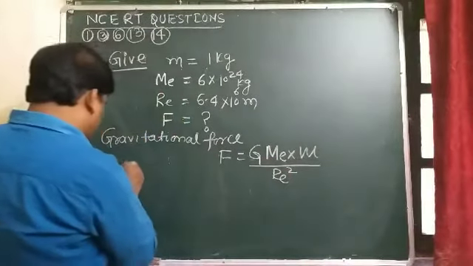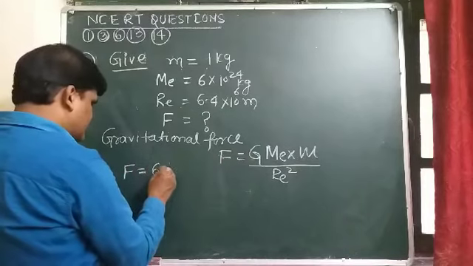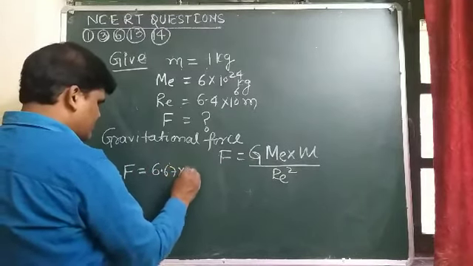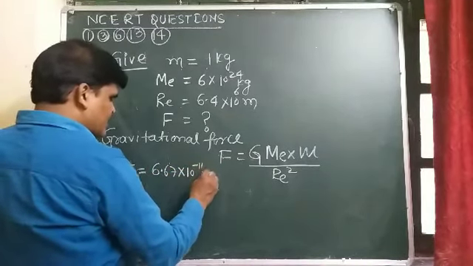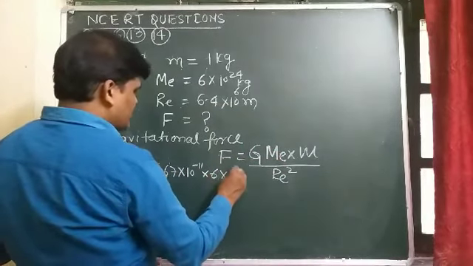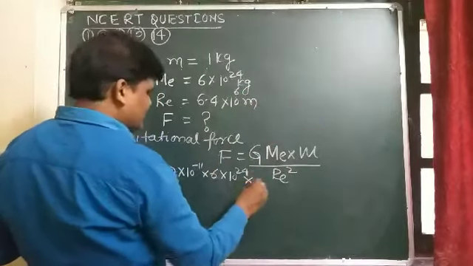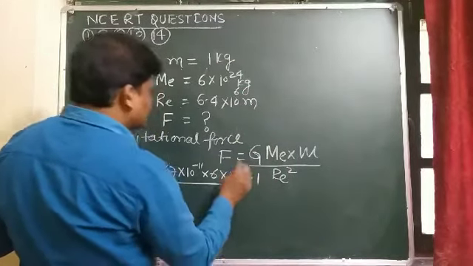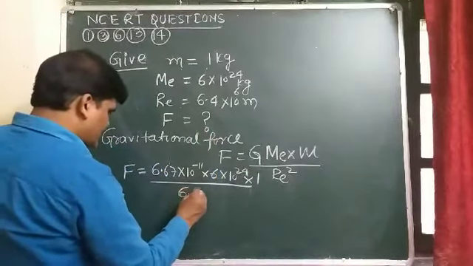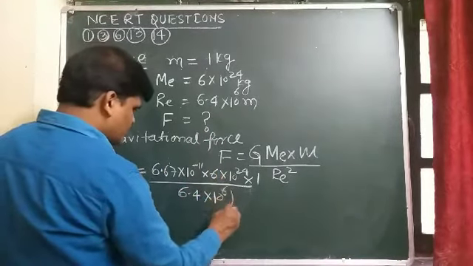Putting in the values: capital G you know is 6.67 into 10 to the power minus 11. Mass of Earth is 6 into 10 to the power 24. Mass of object is 1 kg. Radius of Earth is 6.4 into 10 to the power 6, whole square.